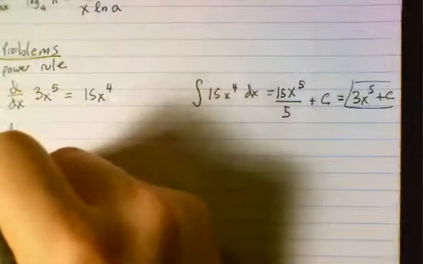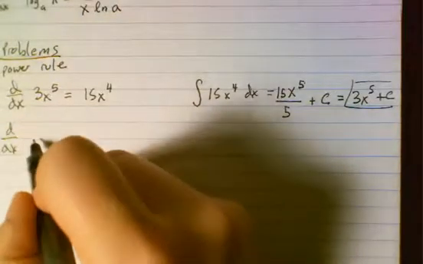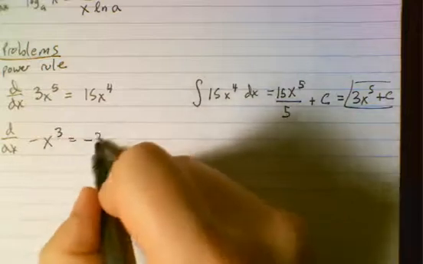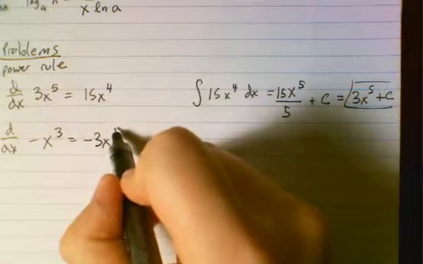So let's look at a similar one. The derivative of negative x to the 3rd, we bring down the 3, so it's negative 3x, subtract 1 from the exponent, 2.